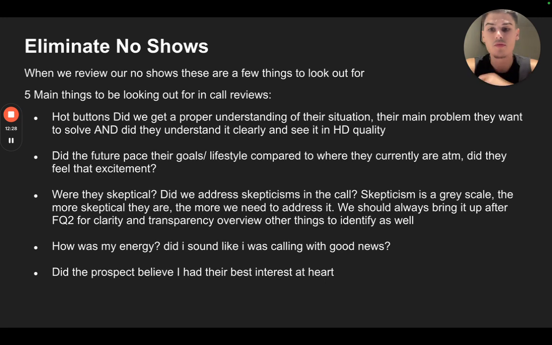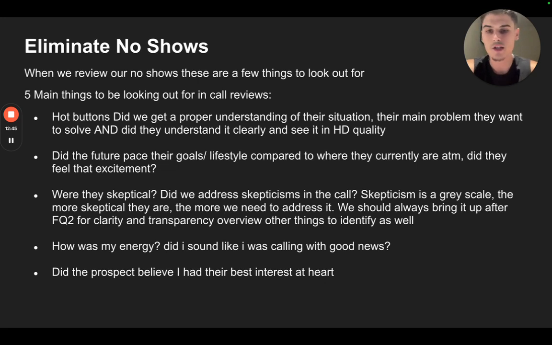Were they skeptical? Did we address skepticisms in the call? Skepticism is a gray scale. The more skeptical they are, the more we need to address it. We should always bring it up after FQ2 for clarity and transparency.